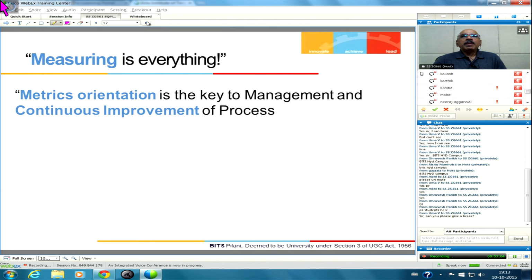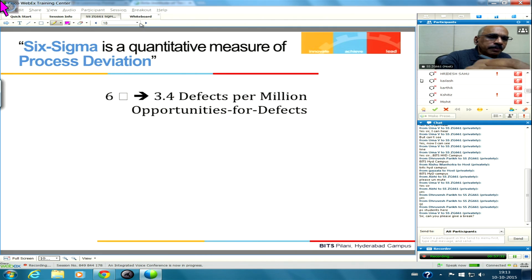And in the Six Sigma methodology, the key thing is measuring. We said Six Sigma is all about counting defects. If you cannot measure, you cannot manage, and there is no Six Sigma methodology. So metrics orientation is the key to management and continuous improvement of the process. Everything should be measurable. So when you define a defect, the defect should be measurable, should be countable. Six Sigma is a quantitative measure of process deviation.